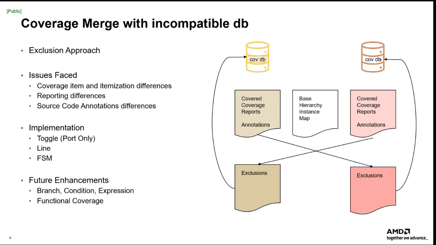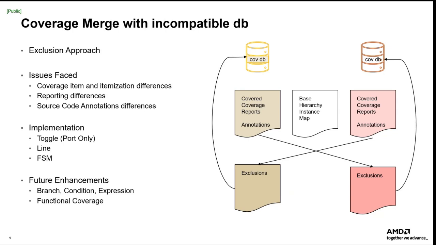There are a few issues that we experienced. One of them was that each of the vendors has a different understanding of the source code. The items it generates in a coverage are different, so the itemization is different. Then the whole report is different as well. So the way our script analyzes the report is different from tool to tool. And then also the annotations for source code are different.